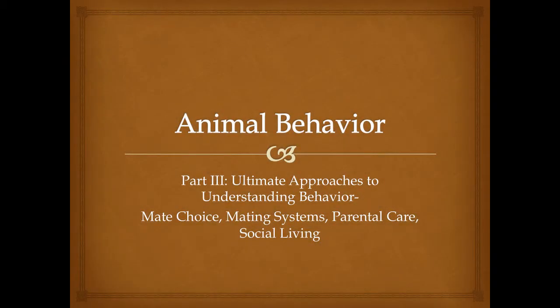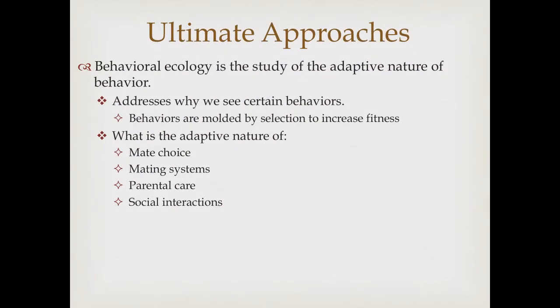This is the third and final video on animal behavior. And again, we're going to take an ultimate approach, trying to understand the adaptive nature of certain behaviors. In this lecture, we're going to investigate mate choice, mating systems, parental care, and social interactions, and the adaptive nature of these behaviors and how they can increase fitness.